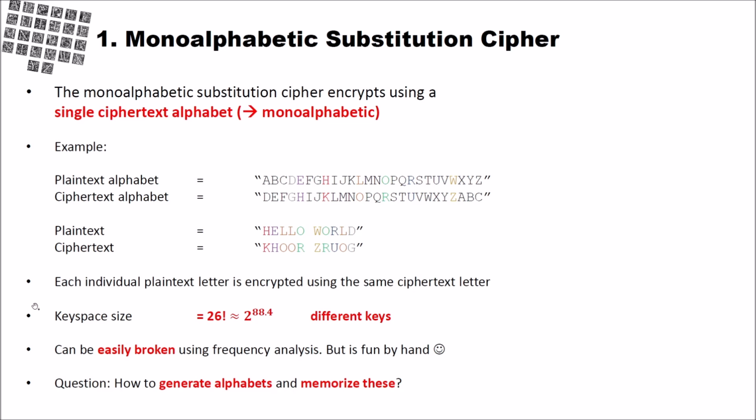Now we could ask ourselves, what is the key space size of the monoalphabetic substitution cipher? The monoalphabetic substitution's key space is the number of all permutated ciphertext alphabets we can generate. And this is 26 factorial. Why is this 26 factorial?